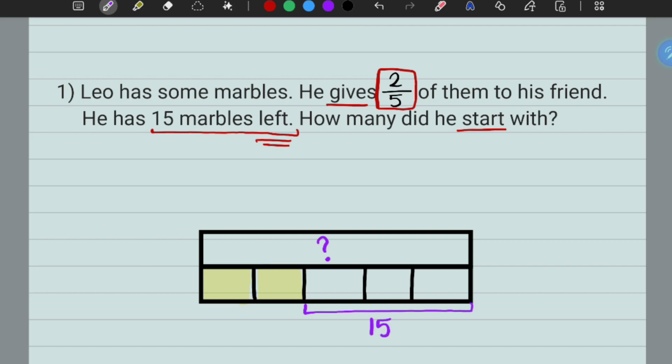Now the problem says that he has 15 marbles left, so I know that these 3 pieces here are 15. So to find out what one of these is worth, I need to do 15 divided by 3, which gives me 5. Now I know that each of these boxes are worth 5. So I can even fill in these ones here. Now I simply need to add all of those together. Well, I know that 5 fives gives me 25. So in total, I've got 25. So Leo here started with 25 marbles.